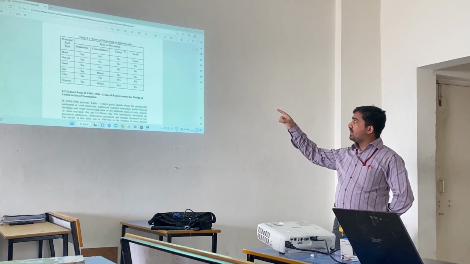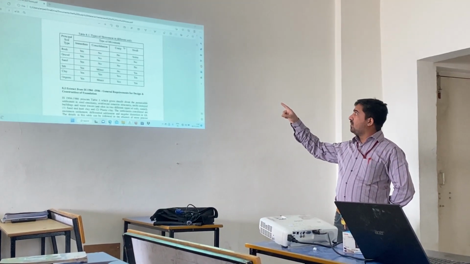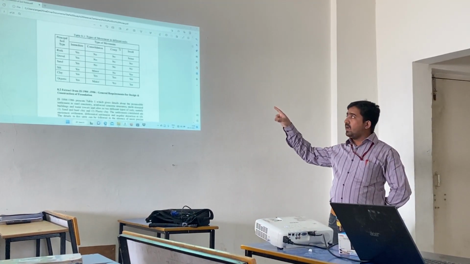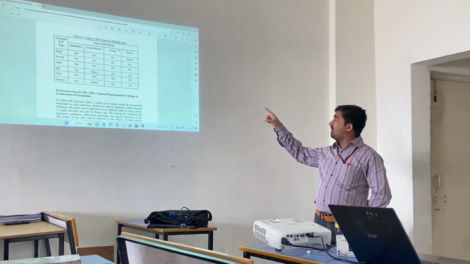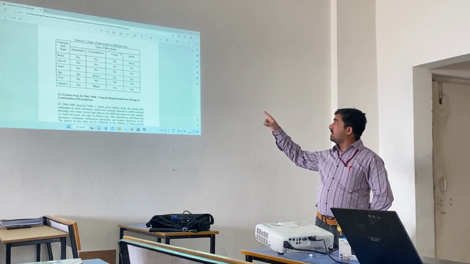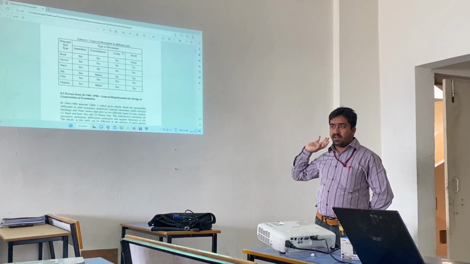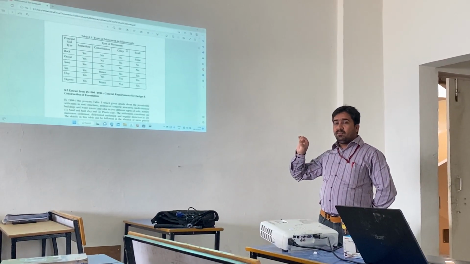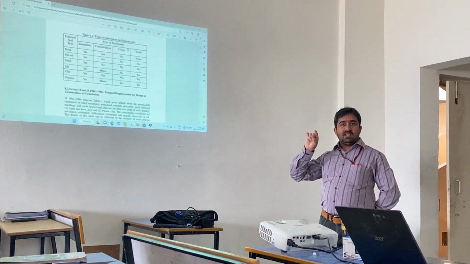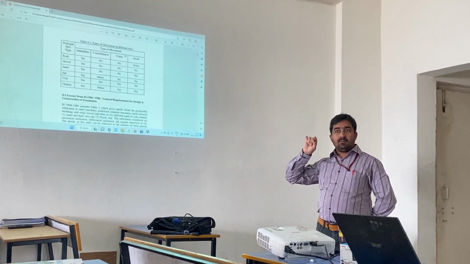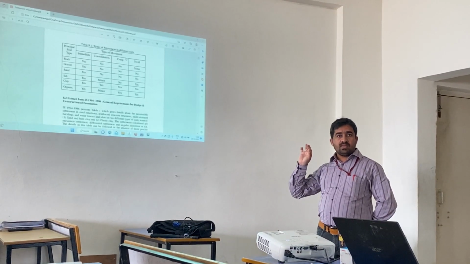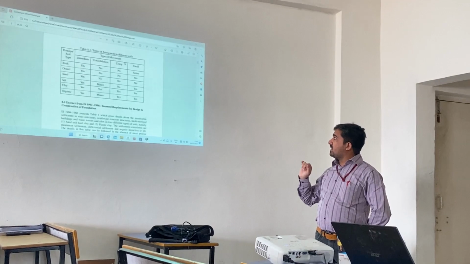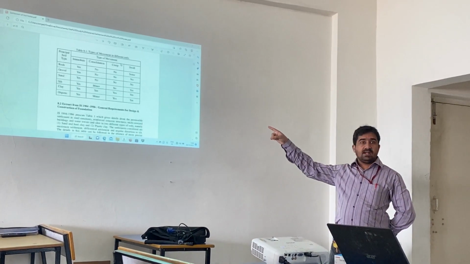For example, if it is a rocky type of soil, it will show immediate settlement. It will not show consolidation settlement. It will not show creep settlement. Like that, every individual type of soil plays a basic role based on its characteristics. For example, if I am talking about silty soil.